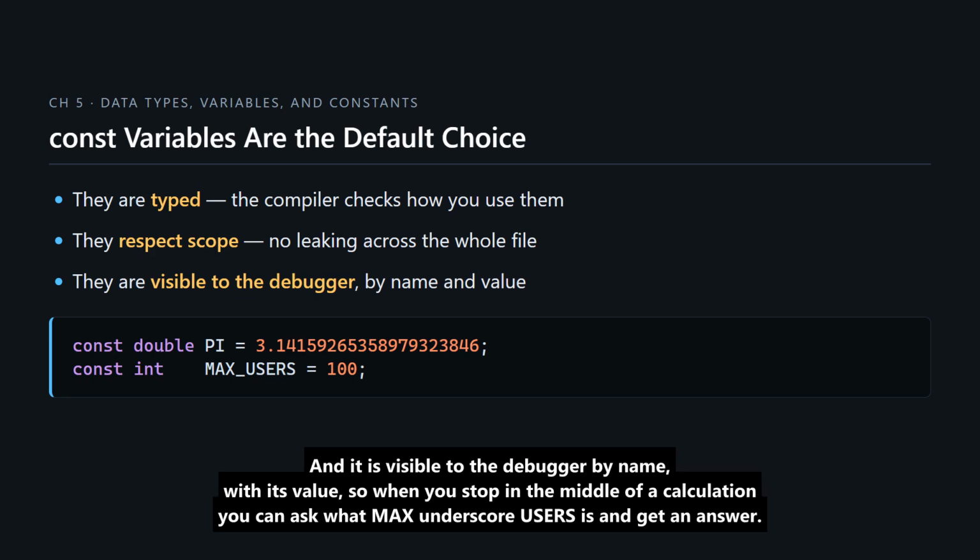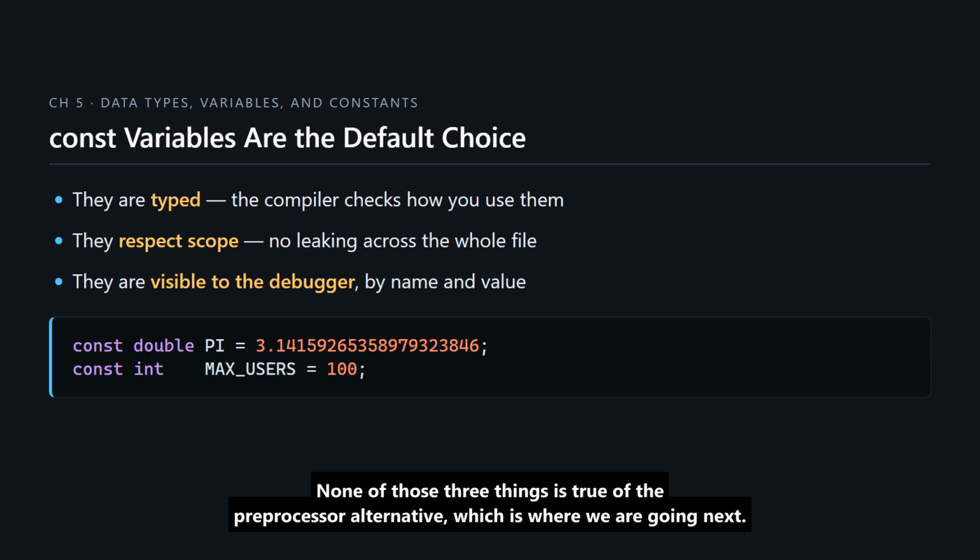And it is visible to the debugger by name with its value, so when you stop in the middle of a calculation you can ask what max_users is and get an answer. None of those three things is true of the preprocessor alternative, which is where we are going next.